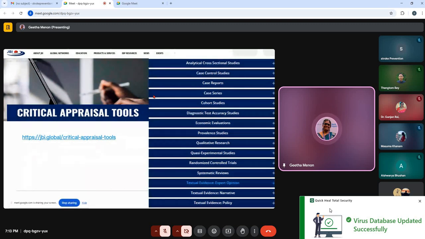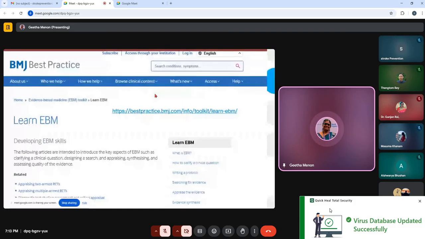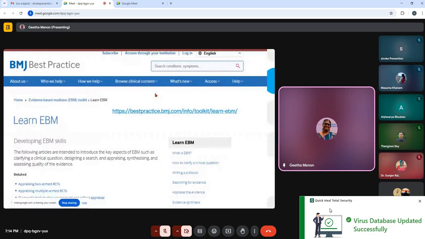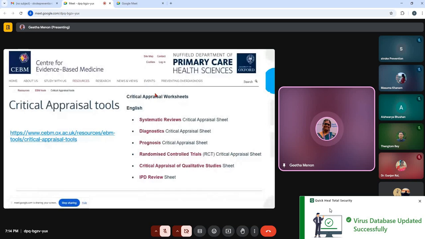Try to answer the questions given in the tools, and that helps you in critically appraising the study. It helps you in a systematic way of reading the article. So all types of studies can be reviewed using the JBI critical appraisal tool, and some of the BMJ best practice guidelines are available for reviewing articles, and one can go through that also. And then Center for Evidence-Based Medicine also has its own critical appraisal tools. So one can use any of these tools to review the articles.